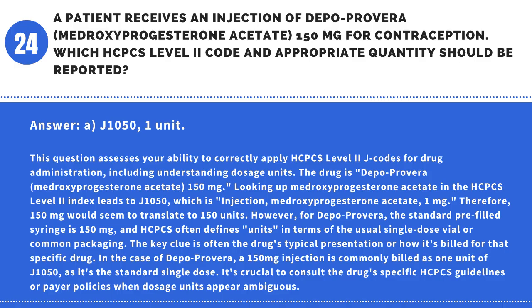However, for Depo-Provera, the standard prefilled syringe is 150 mg, and HCPCS often defines units in terms of the usual single-dose vial or common packaging. The key clue is often the drug's typical presentation or how it's billed for that specific drug. In the case of Depo-Provera, a 150 mg injection is commonly billed as 1 unit of J1050, as it's the standard single dose. It's crucial to consult the drug's specific HCPCS guidelines or payer policies when dosage units appear ambiguous.